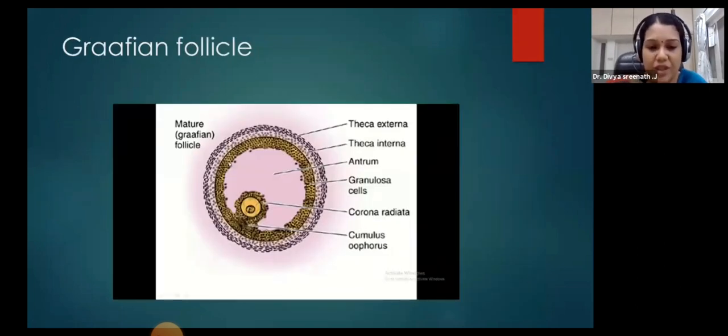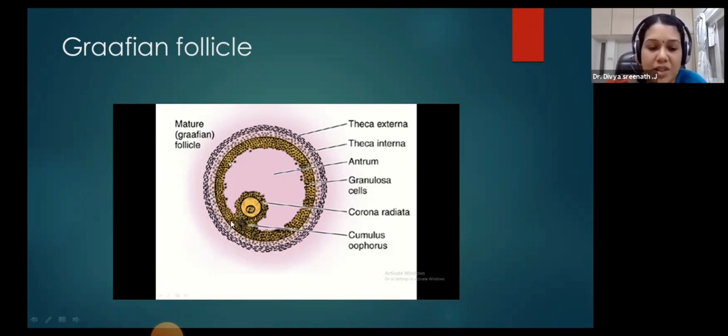Now we will see what a Graafian follicle is. We have already discussed this. These are the granulosa cells. These are the theca cells; the innermost is known as the theca interna, and the outermost as the theca externa. When the antrum is formed, a group of granulosa cells surrounds the oocyte. This is known as the corona radiata. And this is the cumulus oophorus, the portion of granulosa cells which attaches the oocyte to the granulosa layer.